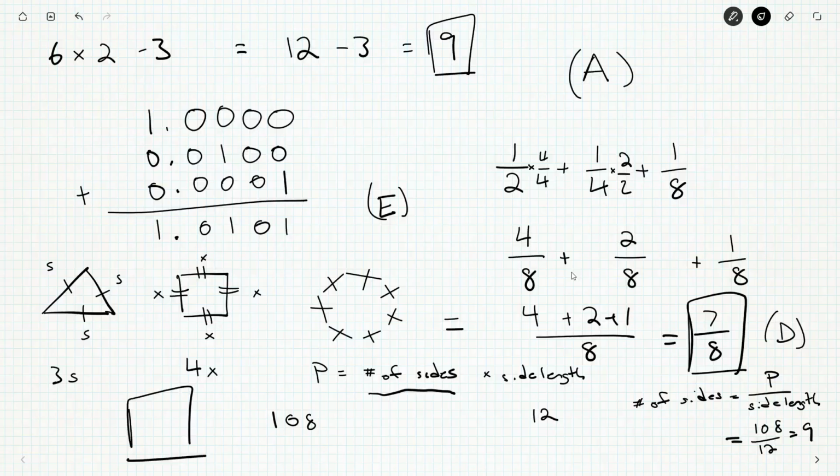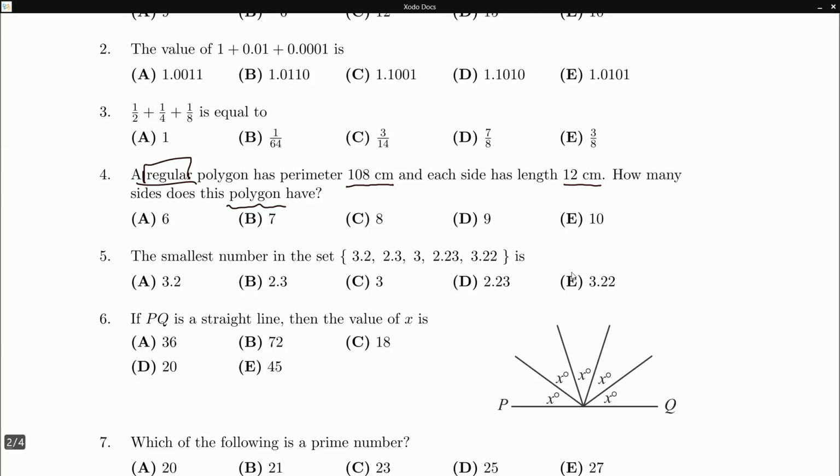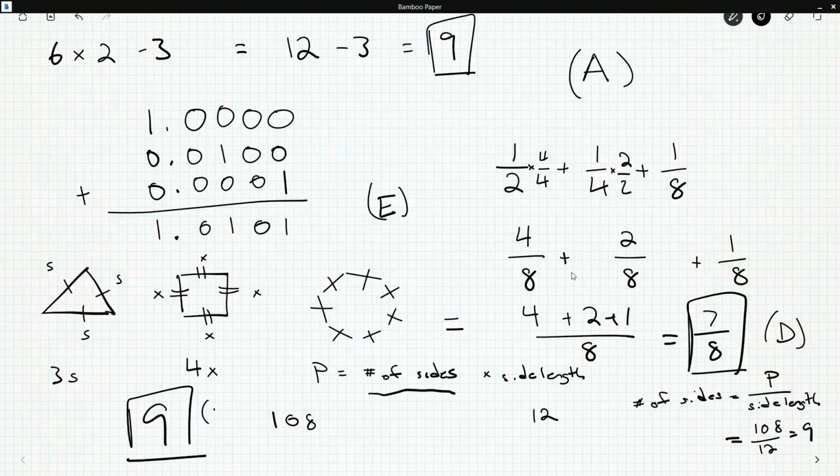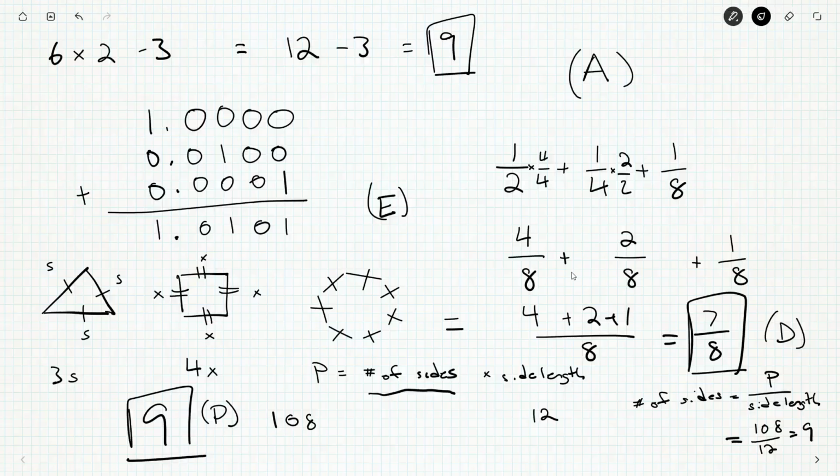Okay, so we'll just write it over here in the big white space, 9, and that is an answer of D. There we go. Now we used up all the space here.